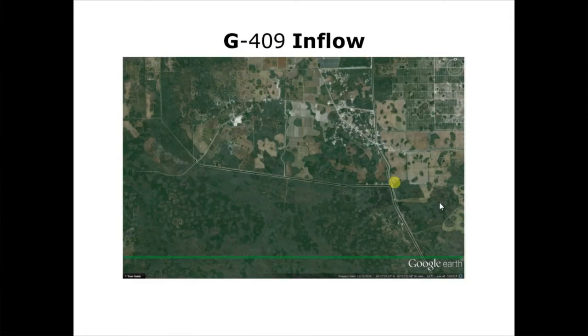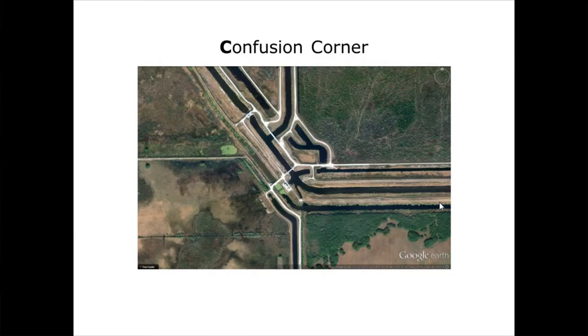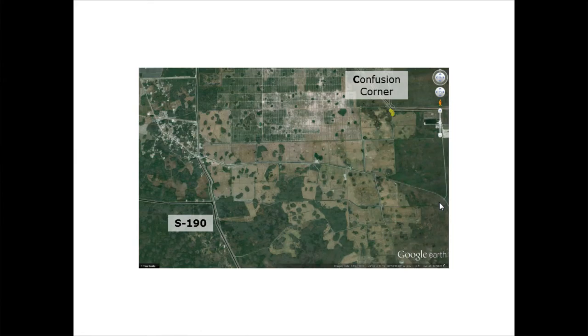Well, the first thing we just drove by, and I thought it was worthwhile to put in this PowerPoint, was the G409 outflow, and that connects the tribe to its water right that comes through Confusion Corner. And here's the focus on a close-in Google Earth view of Confusion Corner. Understandable how it got its name. And then the water is delivered from Confusion Corner to the Seminole Tribe.